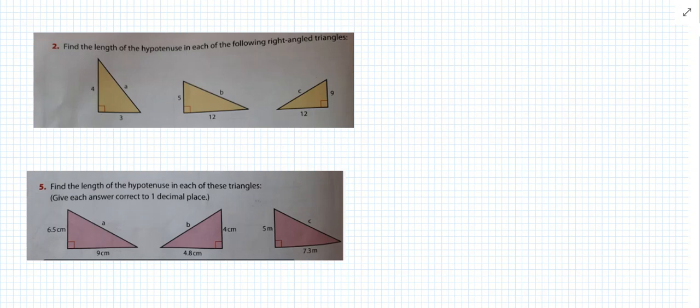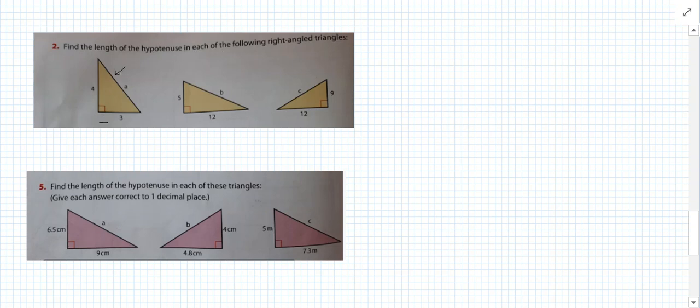Okay, so what I want to look at here are just different types of questions that you could be asked when you're working with Pythagoras' theorem. So these are kind of common type of questions. So let's have a look. Find the length of the hypotenuse in each of the following right angle triangles. So we'll take this first one.